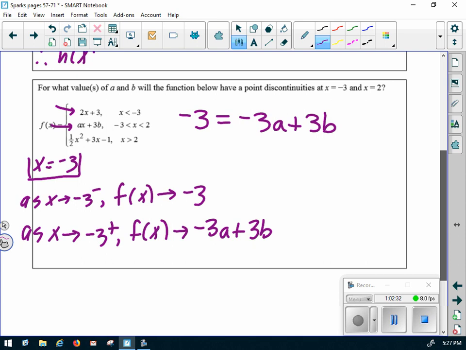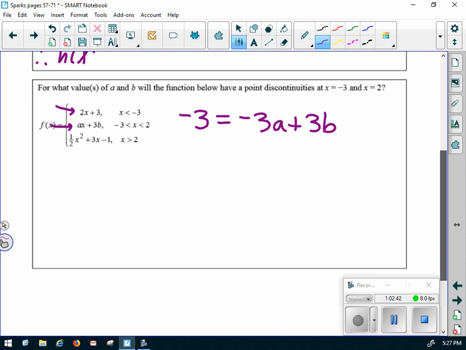Now you say, well, I don't know what to do with that. Well, it's because you can't do anything. You've got one equation and two variables. Let's do the x equals 2 part. I'm going to have to erase so I don't have to keep scrolling up and down. At x equals 2, again, I don't care if the function's defined. It isn't here, but I don't care if it is or not. What I want to know for a point discontinuity is, does the function approach the same y value from the left and the right of x equals 2?